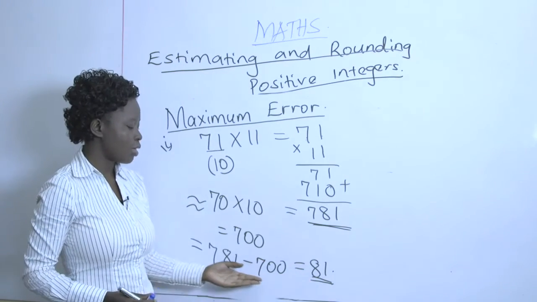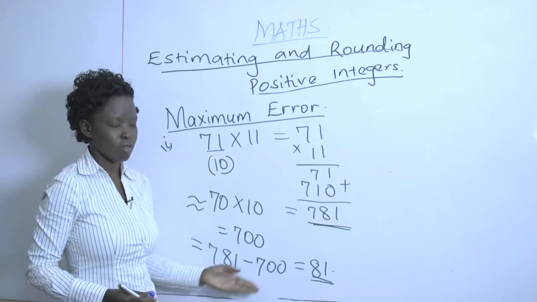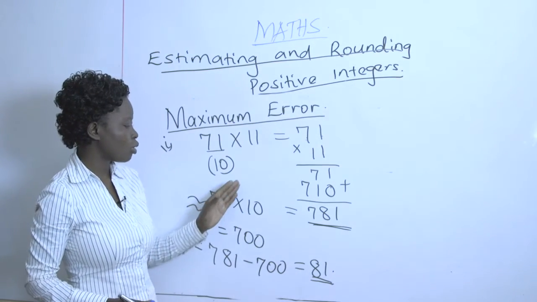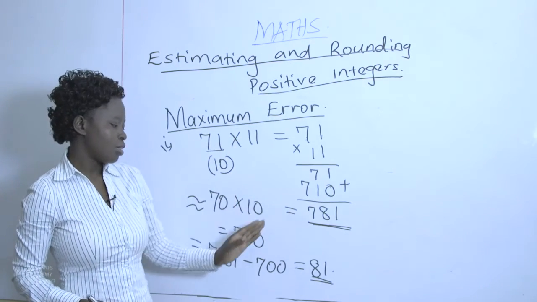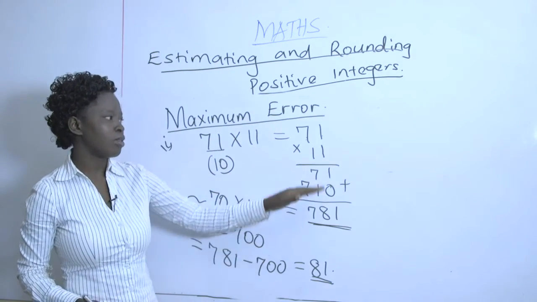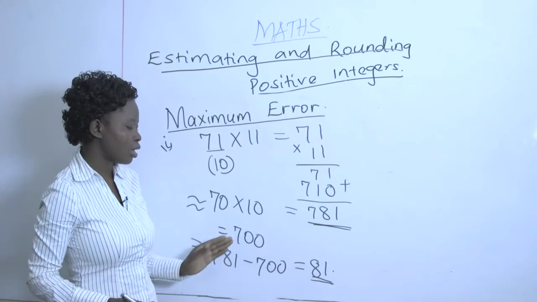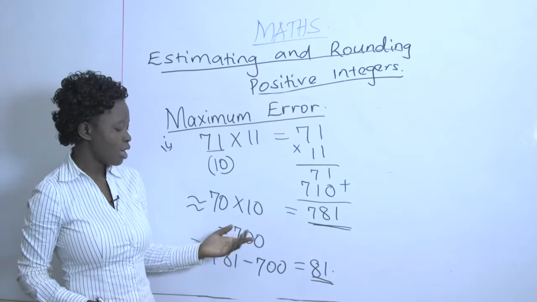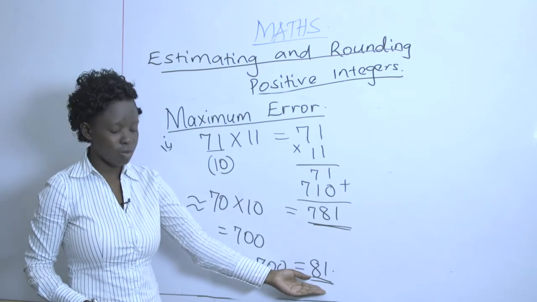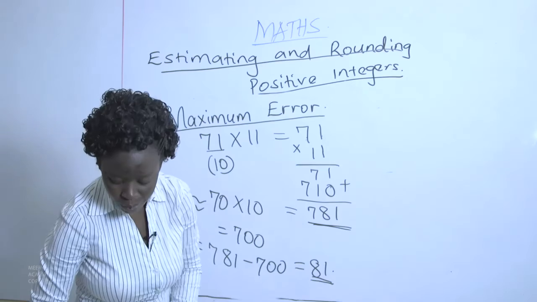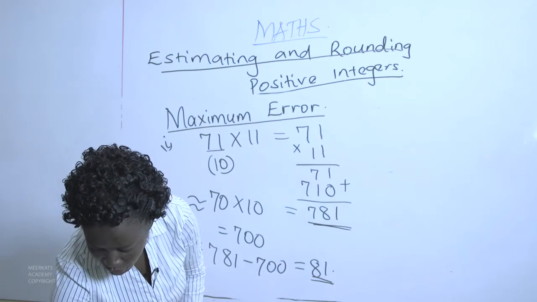So there is an error that will be obtained in the process of our calculation. When we've rounded off 71 to 70 and 11 to 10, we get 700. And the difference between the original working and the rounded off figure is 81. So this 81 is what we are referring to as the maximum error in that case.